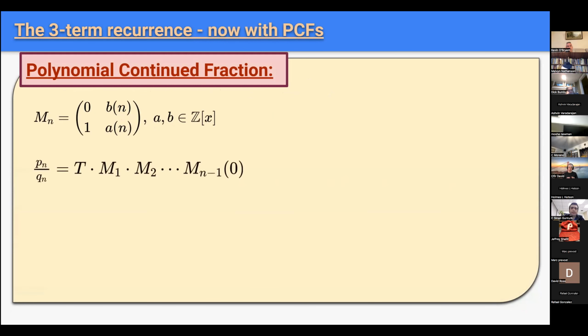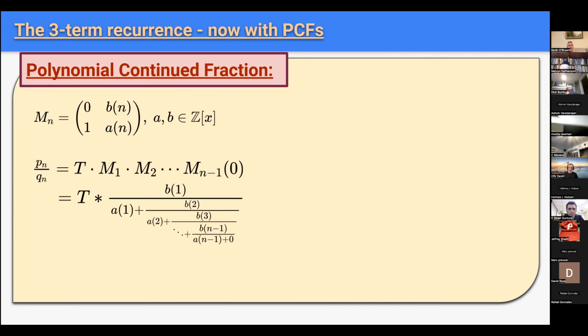And if I take the product of these matrices and apply it to 0, and I add here t, you should think about it as some sort of initial conditions, and I get this rational number. Or you can write it as something similar to the continued fraction. So here we have the ai's, and instead of 1, we have bi's. And now this is the polynomial continued fraction, and you can ask all sorts of questions about it.